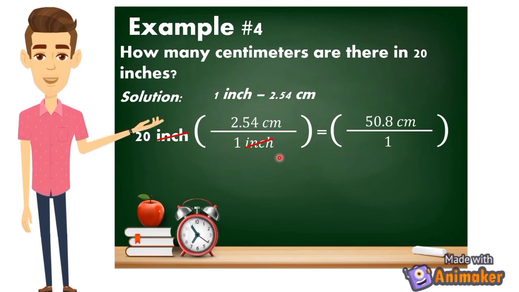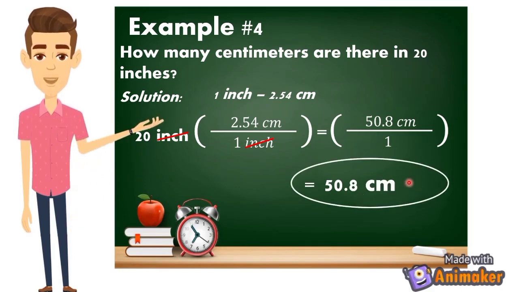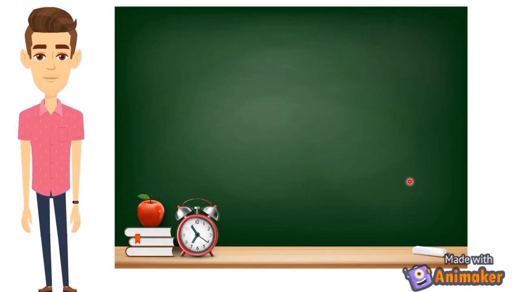Hindi ko na po sinama yung inch dahil cancel na po siya sa unang step. The correct answer for this one, 50.8 cm divided by 1 is equals to 50.8 cm. So this is the final answer. Since we're looking for centimeter, there are 50.8 cm in 20 inches. And next example, final and last example.